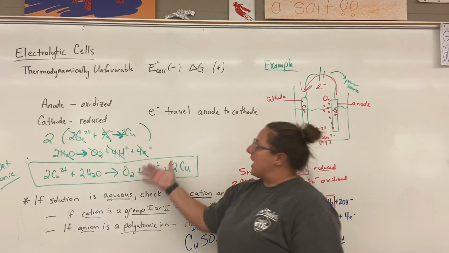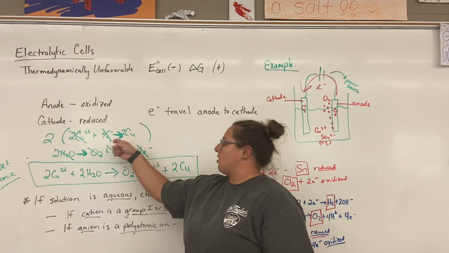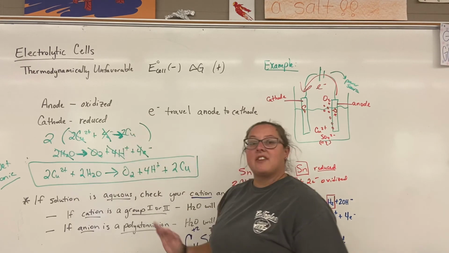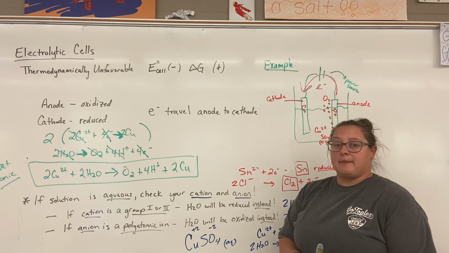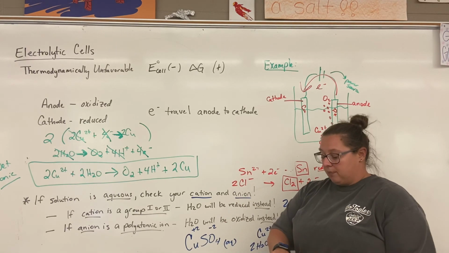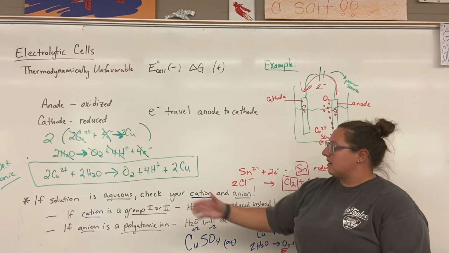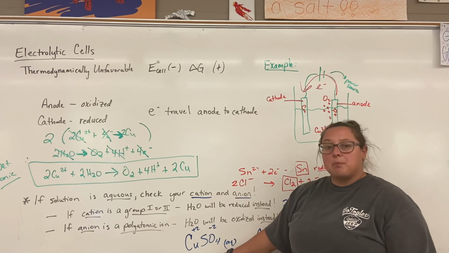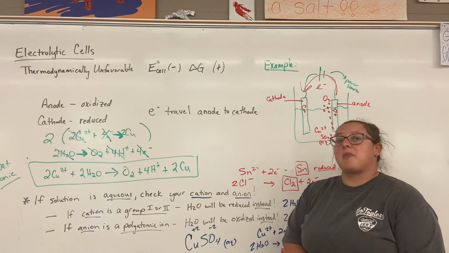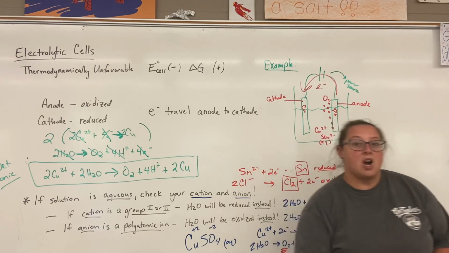And so all we have to do is balance our electrons and then put everything together on the left-hand and right-hand side of the yield sign. So that's how we do electrolytic cells if we have an aqueous solution. We're going to go through some example problems and talk about the math with the electrolytic cell as well. Hope this was helpful.